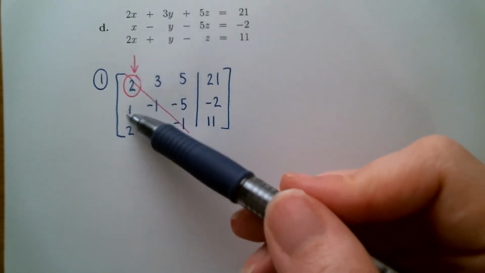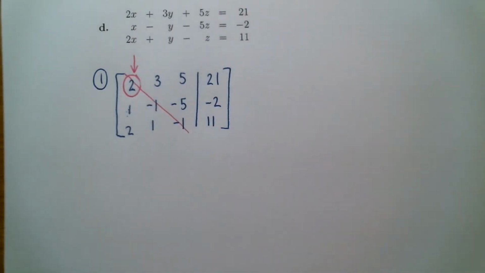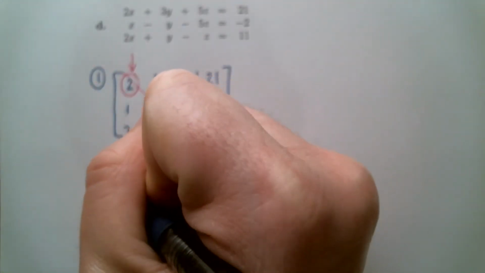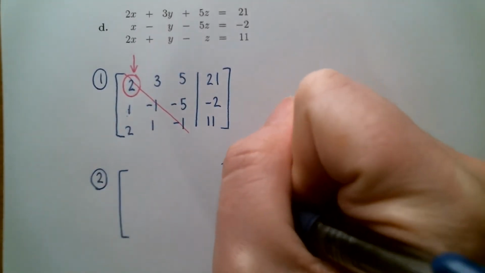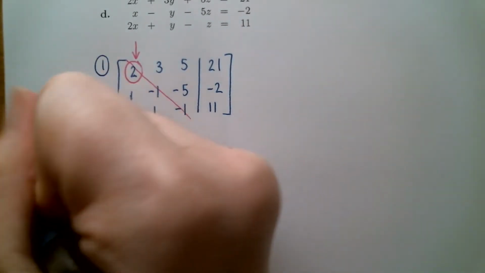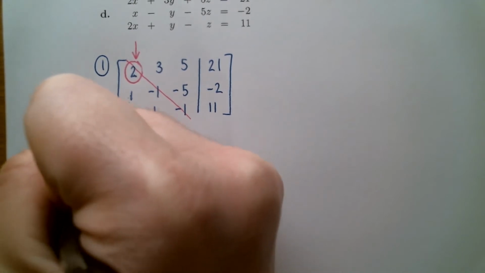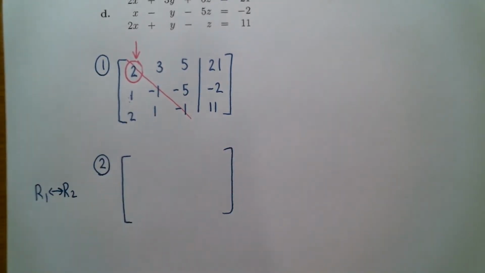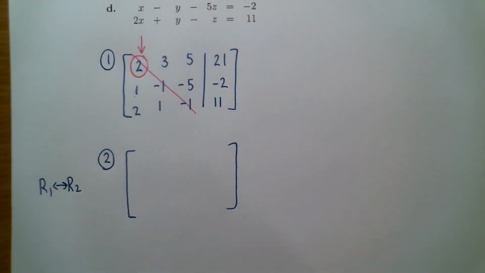If we flippy-flop here, the 1 will go right there. So in my second matrix, I'm going to switch rows here. I'm going to write my row operation to go from the first matrix to the second matrix. We are going to switch rows 1 and 2. There's my shorthand for that. And then that will give us what?